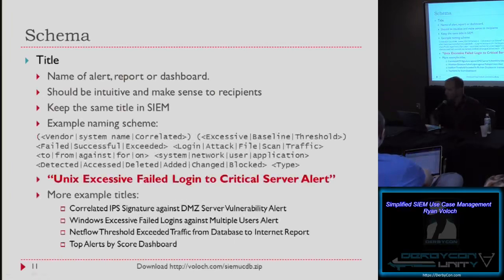This is an example naming scheme. A naming scheme is pretty important to allow for organizing, filtering, and sorting when you have hundreds of use cases. It also allows people to understand what they're expecting when they see an alert, report, or dashboard. Here's some more example titles. We're going to call our sample use case Unix excessive failed login to critical server alerts.